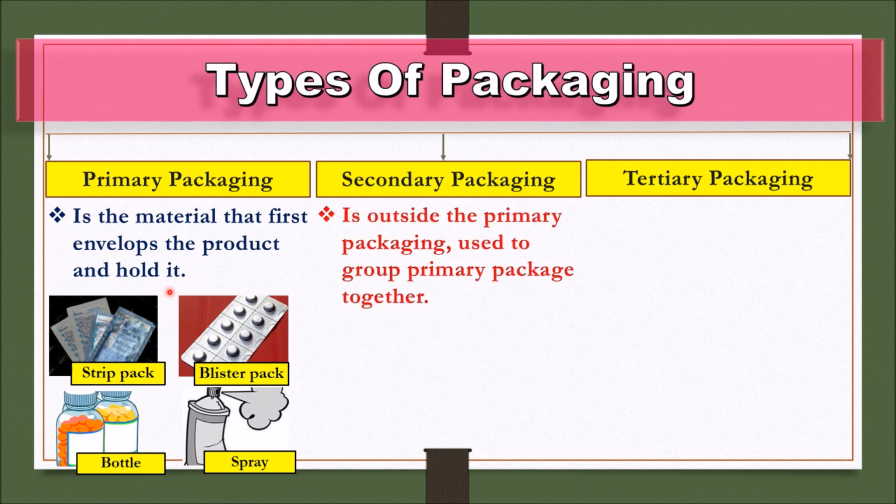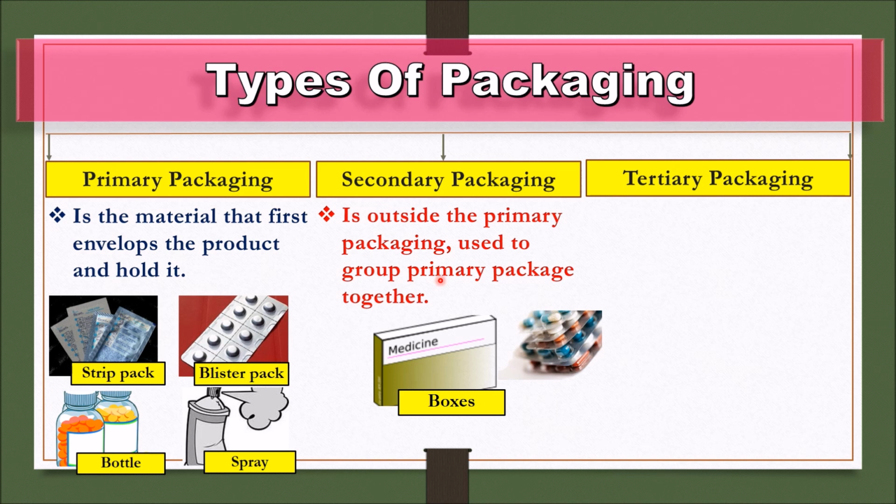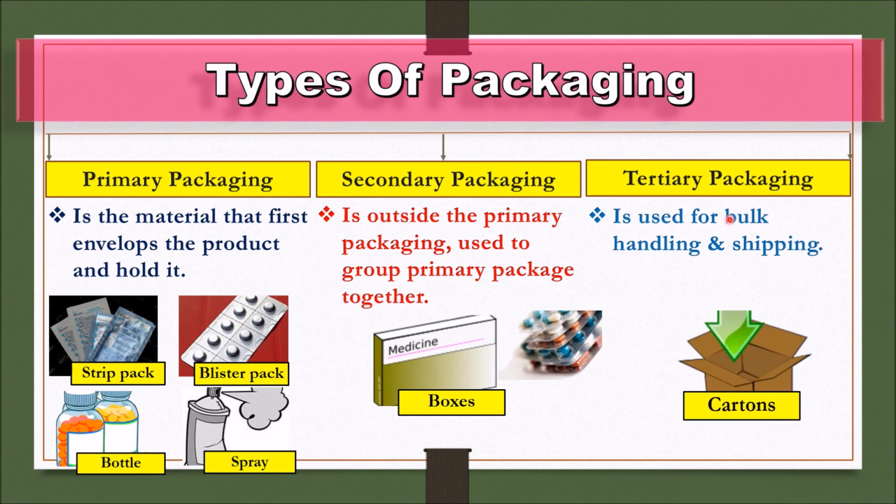Then we have the secondary packaging. What is secondary packaging? It is outside the primary packaging and used to group the primary packages together. So basically secondary packaging holds the primary ones together in these kinds of boxes, as you can see here. And the last one is tertiary packaging. Tertiary packaging is used for bulk handling and shipping. So basically tertiary packaging is used for transportation of these medications into the different sectors.